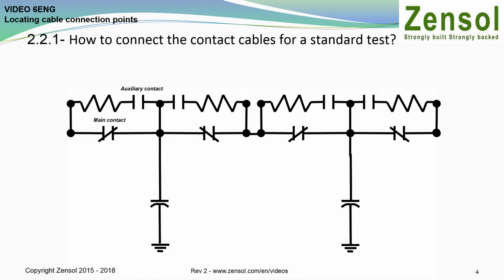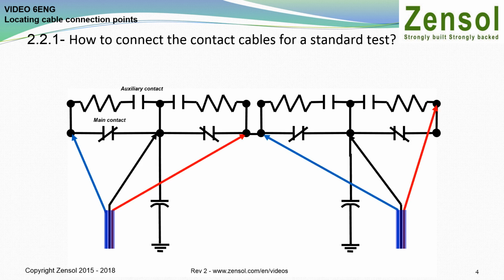How to connect the contact cables for a standard test. There are two test methods used. The first method is the standard test. Cable connections in this method for a circuit breaker with two contacts per pole are shown in this illustration. The instrument's common cable is connected to the common point of the breaker. Then the red and blue cables are connected to the main and auxiliary contacts.